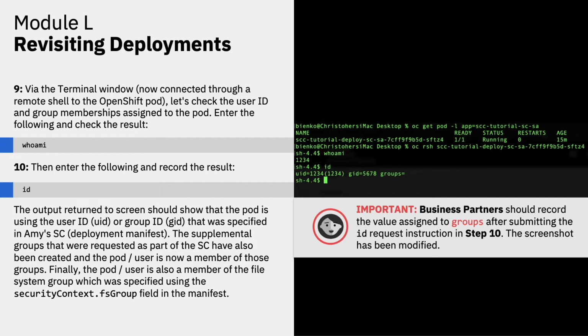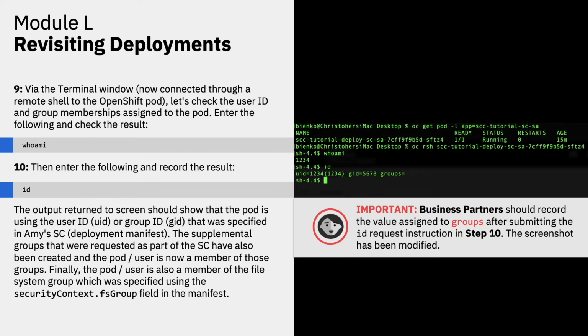The output returned on screen should show that the pod is using the user ID or group ID that was specified in Amy's SC deployment manifest. The supplemental groups that were requested as part of the SC have also been created, and the pod user is now a member of those groups. Finally, the pod user is now also a member of the file system group, which was specified using the securityContext.fsGroup field in the manifest.